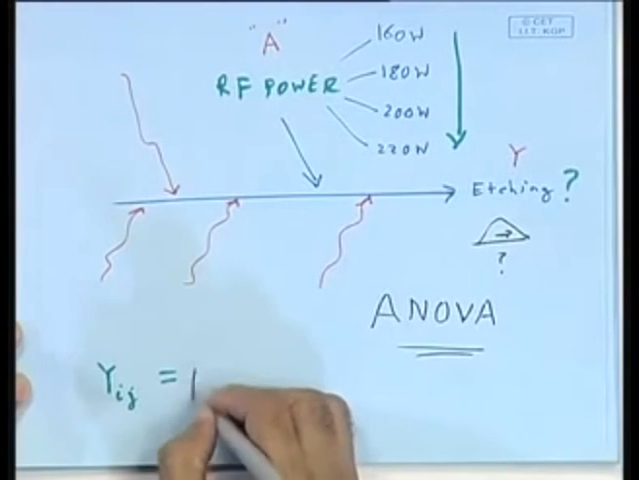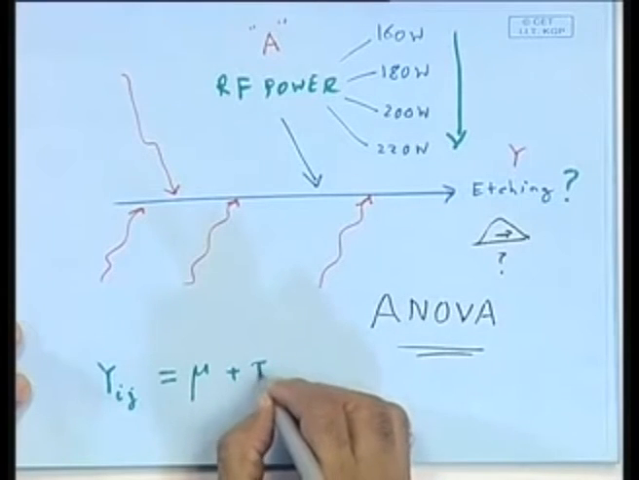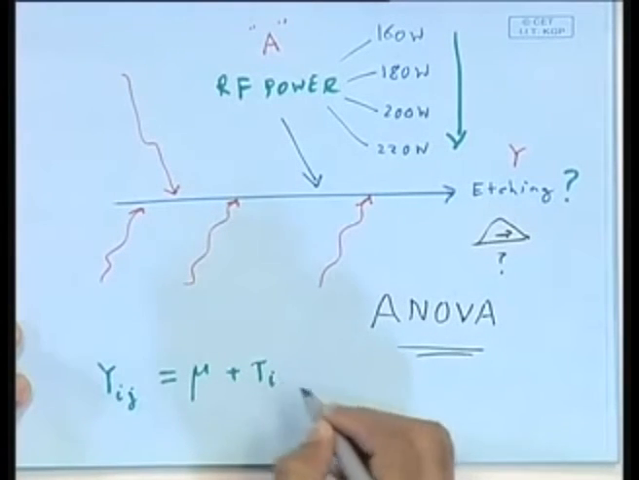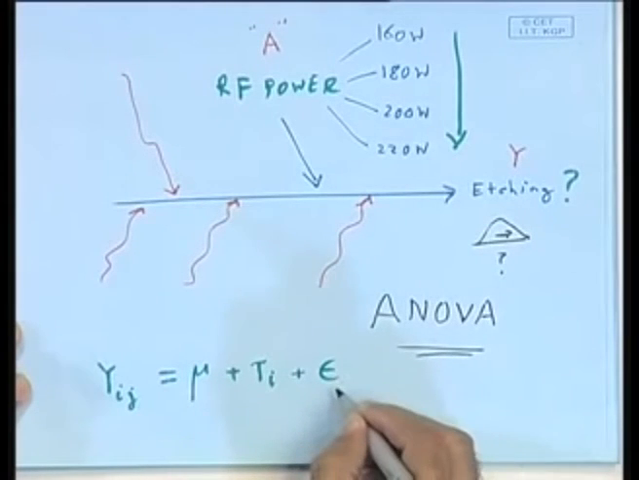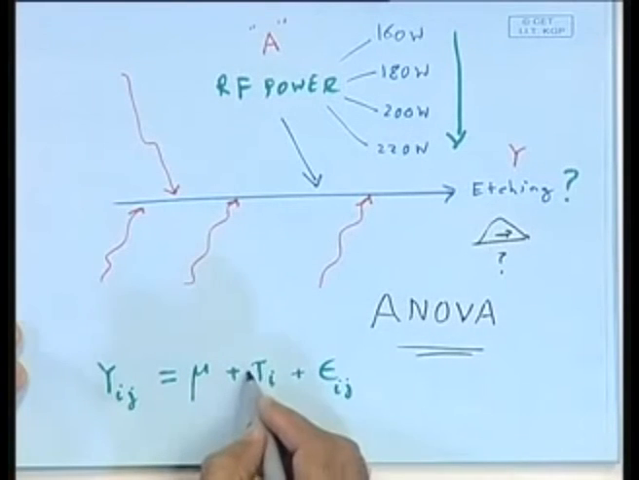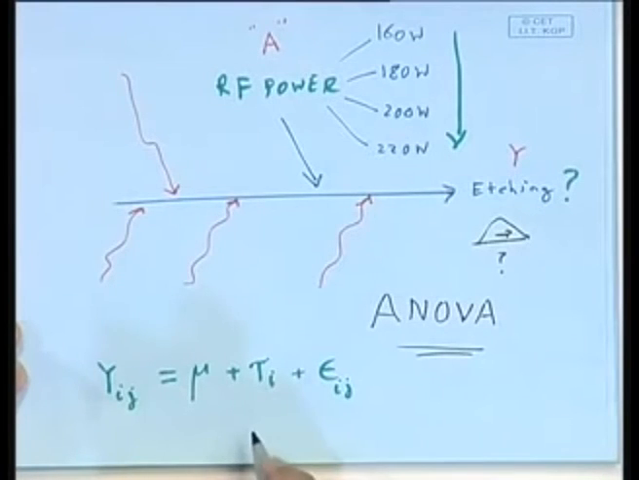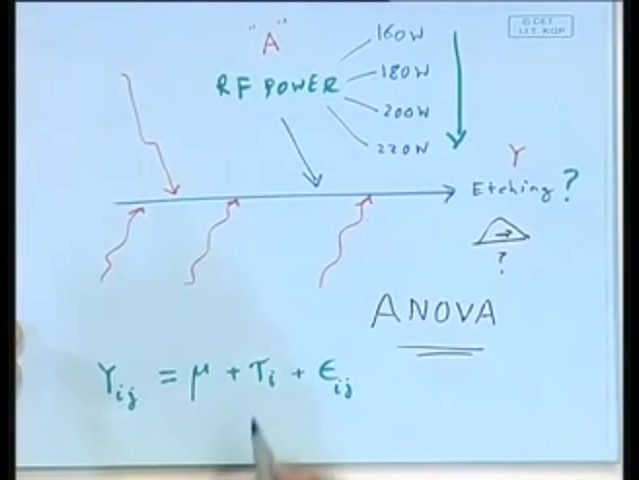This is equal to, there is an overall average which I'm going to call mu, plus there is going to be an effect due to the treatment which I'm calling tau i, and there is going to be a random component, random effect due to all the other factors which I'm not controlling. This I'm going to call epsilon ij, because this is going to change from run to run. These tau i levels are coming from when I'm changing my setting for this factor A from 1 to a.